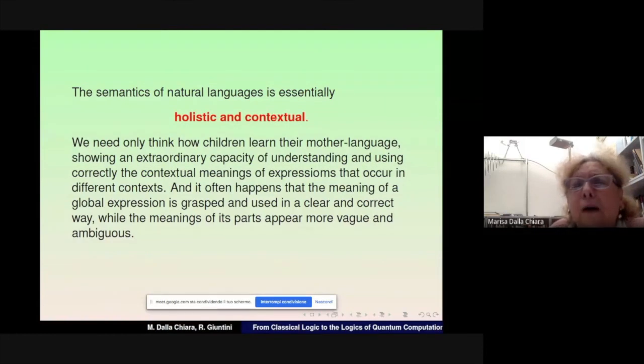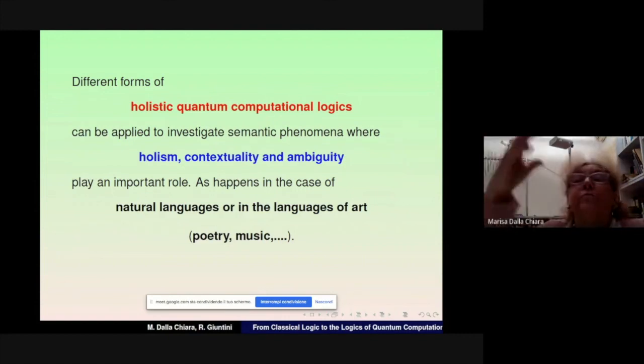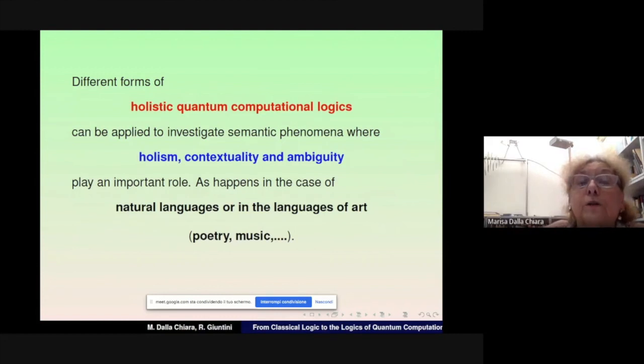We need only think how children learn their mother language, showing an extraordinary capacity of understanding and using correctly the contextual meanings of expressions that occur in different contexts. And it often happens that the meaning of a global expression is grasped by children and used in a clear and correct way, while the meanings of its parts appear more vague and ambiguous. Now, different forms of holistic quantum computational logics can be applied to investigate semantic phenomena, even very far from microphysics, where holism, contextuality, and ambiguity play an important role.